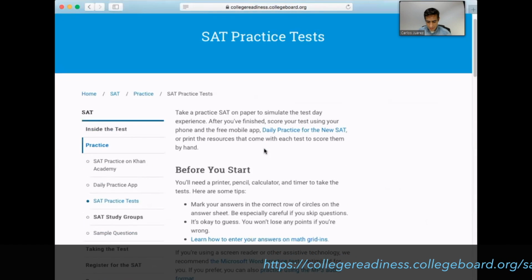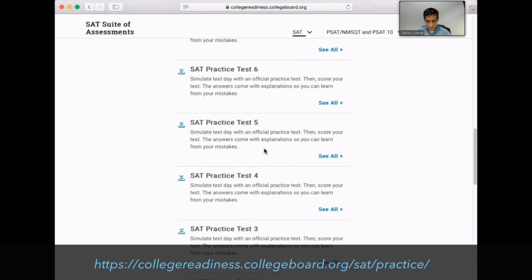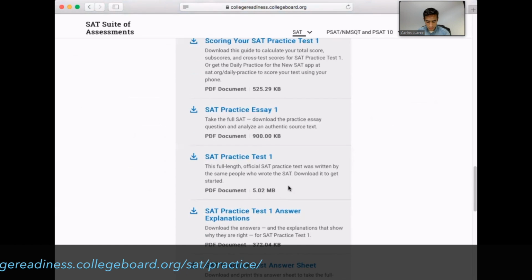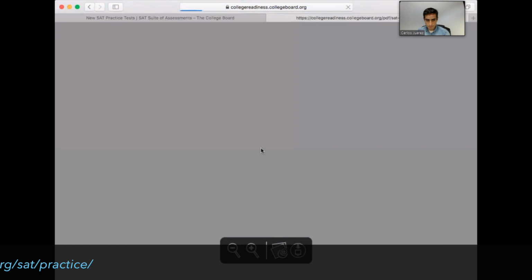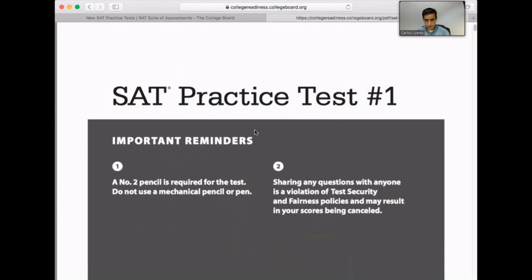And here we are. First, we will want to go to the College Board official website. So there you go. You can see we have 8 tests. So it's going to look for practice test number 1. Practice test 1. There you go. Nice. So let's jump right into the math section.